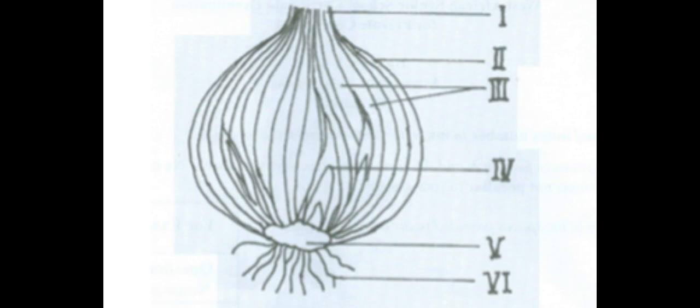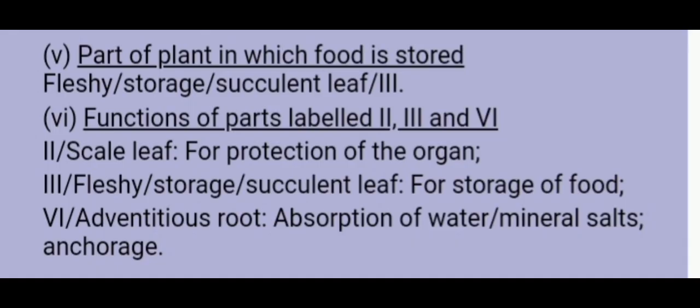The part labeled I is the foliage leaf, and II is the scale leaf or the membranous leaf. III is the fleshy storage part, the succulent leaves, and IV is the axillary or lateral bud. Then V is the stem, right? VI is the adventitious root, which is obvious. That's the fibrous root. And remember, the part of the plant in which the food is stored is the fleshy or the storage or the succulent leaf. That's the part labeled III.